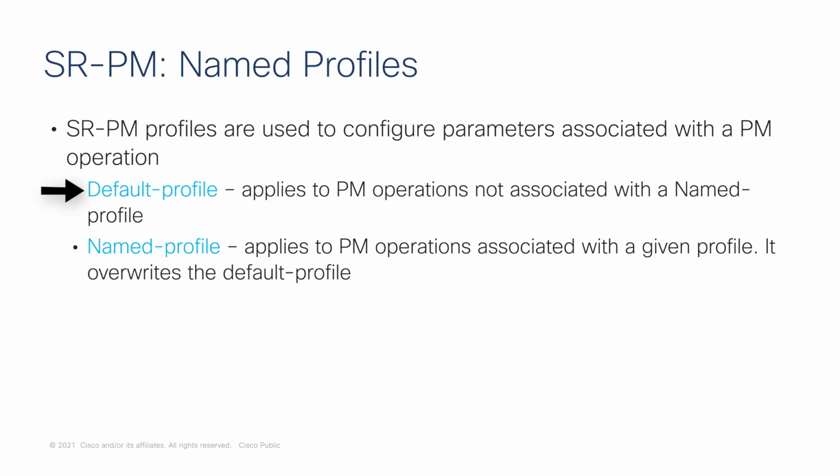In IOS XR, we support different types of profiles for SRPM. The so-called default profile will apply to all PM operations which are not associated with a particular name profile. On the other hand, a name profile will apply to specific operations which are assigned to that given profile. And obviously, it will override the default profile if it's applied.